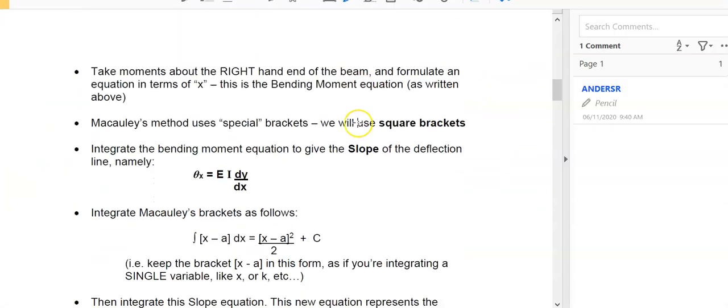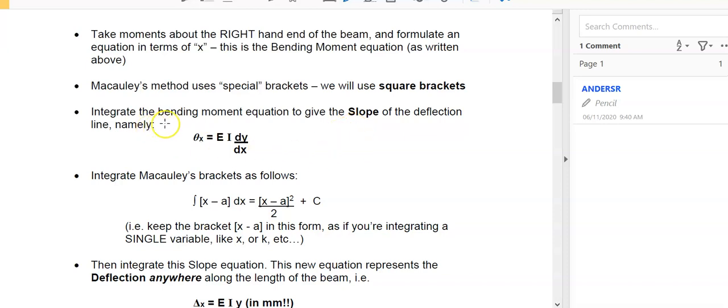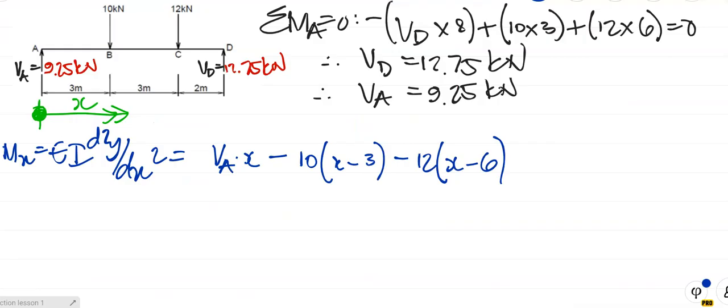Next step, then, it says there, integrate the bending moment equation to give the slope equation. So what we're going to do is take this equation and integrate it twice. The first integration will give us the slope equation, and the second integration will give us the distance equation, or the deflection equation. Of course E and I are constants, they don't change. So if I integrate d2y by dx squared, I'm simply going to get dy dx.